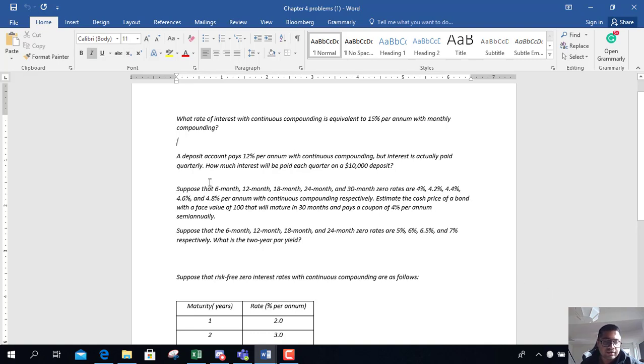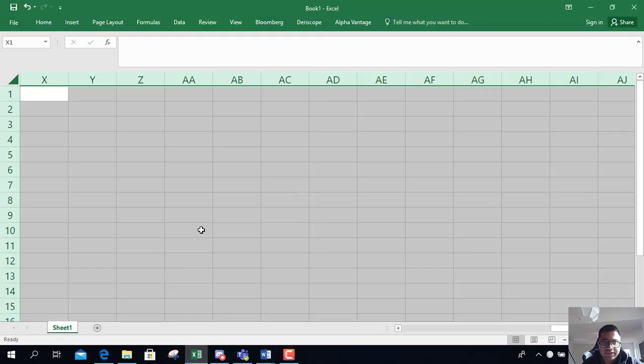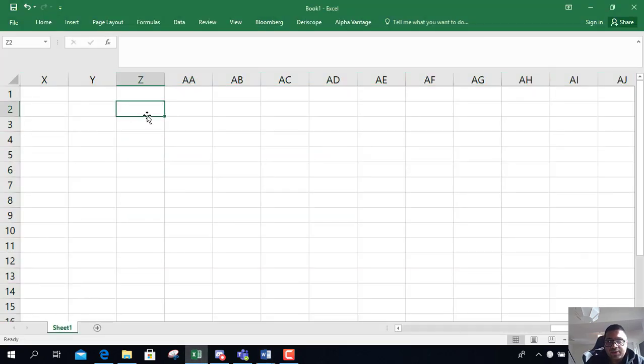So let's start. What is the rate of interest with continuous compounding that is equivalent to 15% per annum with monthly compounding? They have given you monthly compounding and they are asking you for the continuous compounding rate. So what is the formula? Let me go to Excel. What is the formula for it?